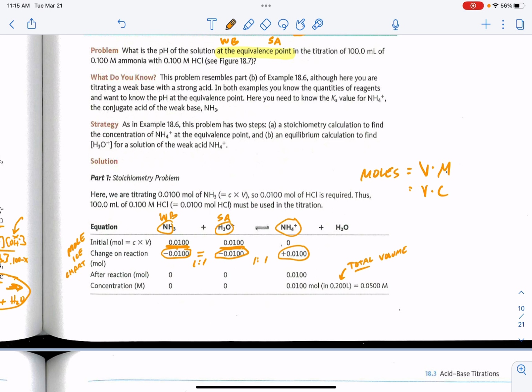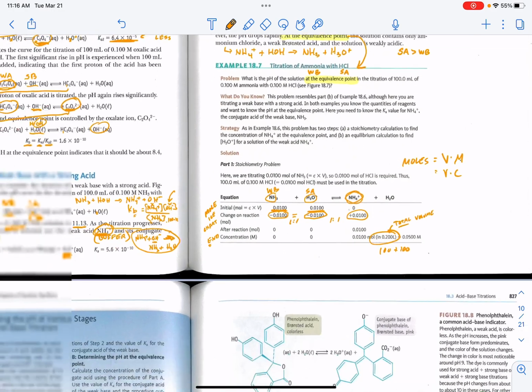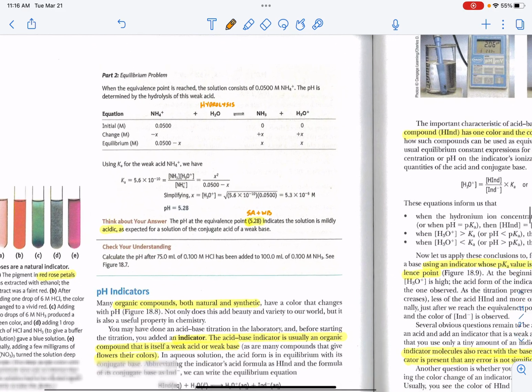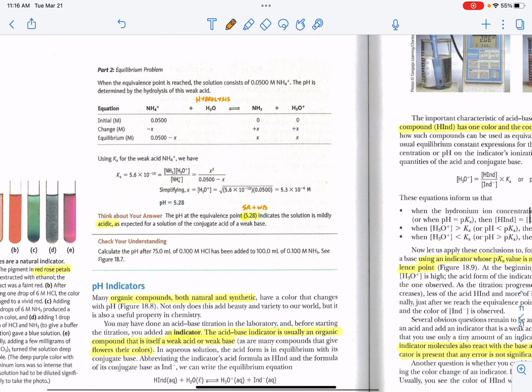So then when I go to find what I have at the very end, after the reaction, we can call this the E, the end in my ice chart. We take our moles and we divide it by the total volume. And the total volume would be the 100 plus the 100. And we can find the molarity. Then, of course, when we find that molarity, we can find the pH from that.